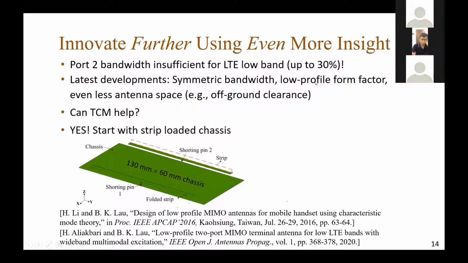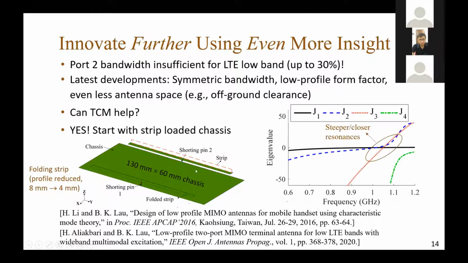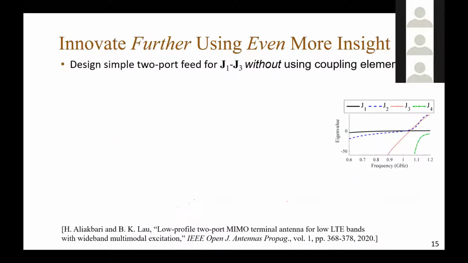Well, first of all, we want to reduce the profile, right? We can reduce that if we start with a strip-loaded chassis, which I did in the last design, and we reduce it from 8 mm to 4 mm by folding the strip. And of course, this means that we are constraining the freedom, making it a tougher problem by having the strip closer to the chassis. So we have a steeper behavior of the modal curve. But it doesn't matter. We still can get quite good bandwidth out of this.